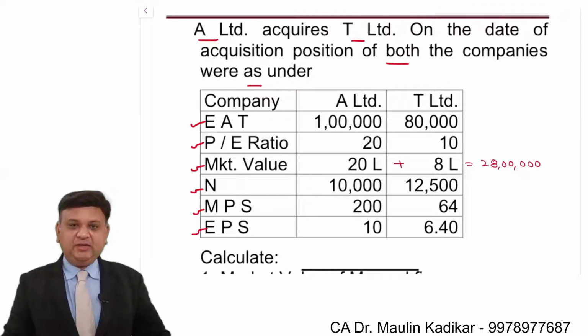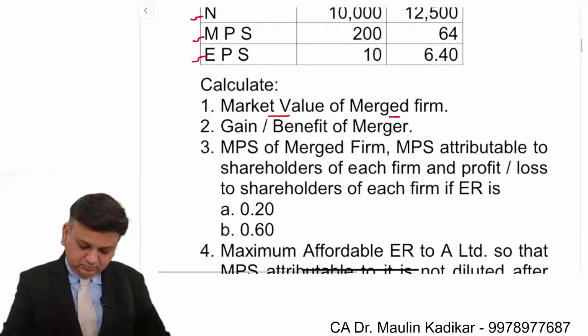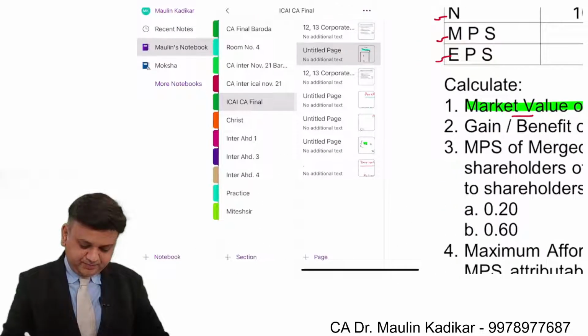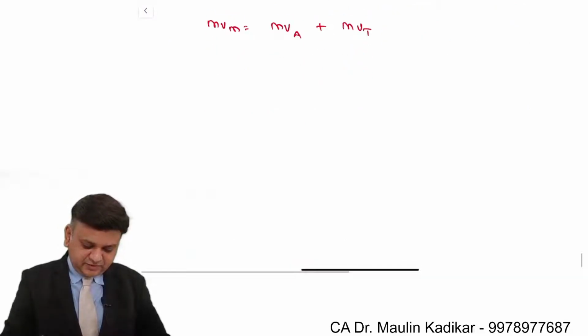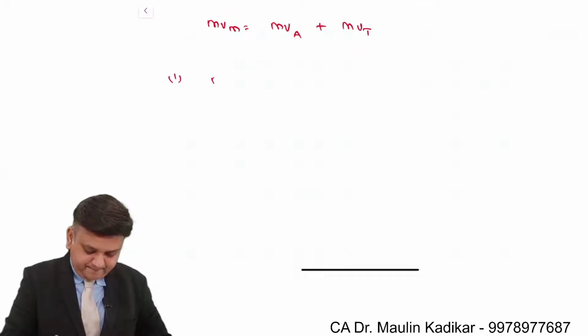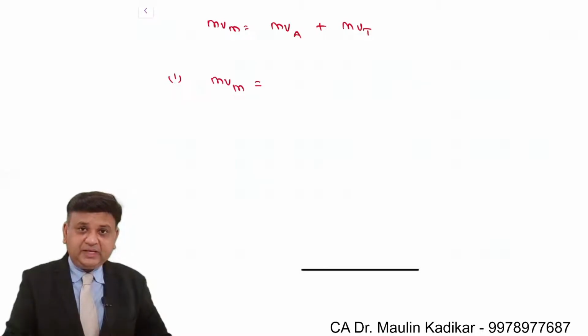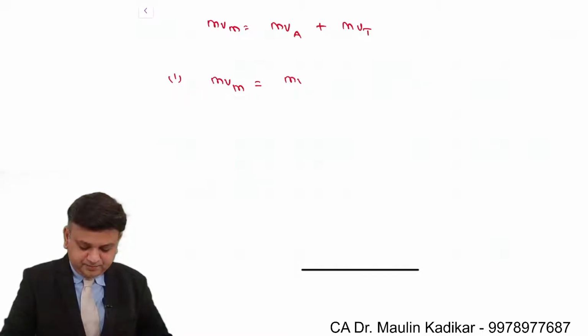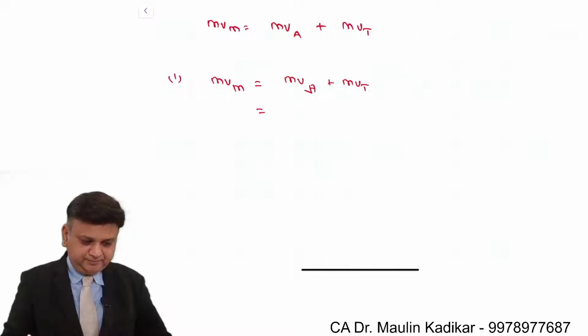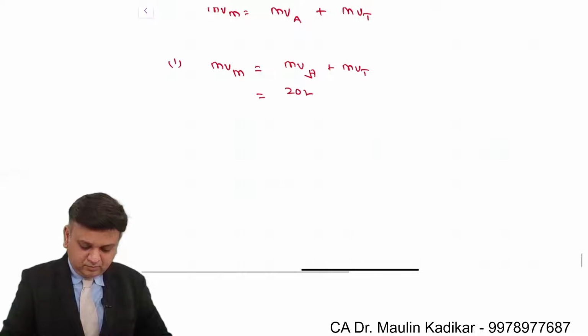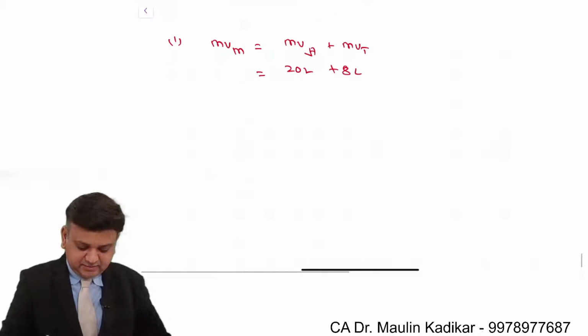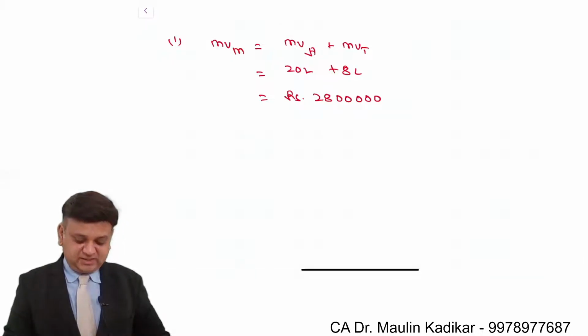So let us start calculating the answer of this question in which we have to compute the market value of the merged firm. I request you to write down the answer for the first question. Market value of the merged firm is equal to market value of A plus market value of T, 20 lakhs plus 8 lakhs. That comes to 28 lakhs.